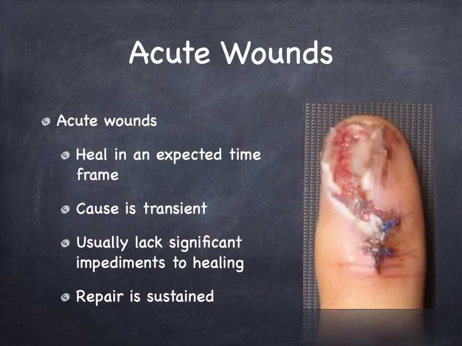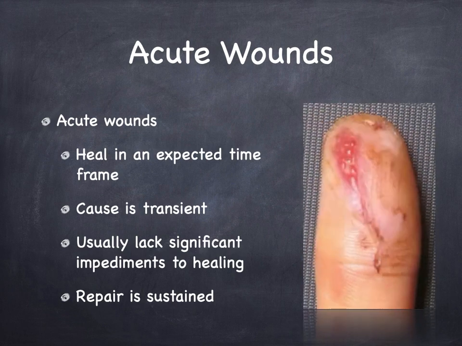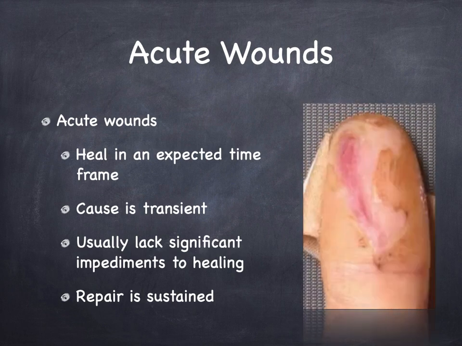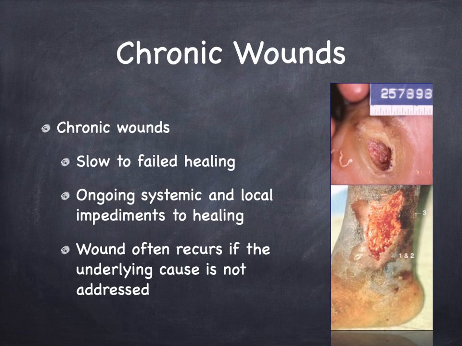On the chronicity side, an acute wound is one that heals in an expected time frame. The cause is transient and usually lacks any significant impediments to healing, and the healing is sustained. Chronic wounds, on the other hand, are slow to failed healing, have ongoing systemic and local impediments, and unless you address the underlying causes, the wounds tend not to heal or reoccur.